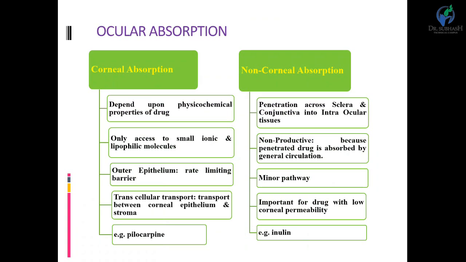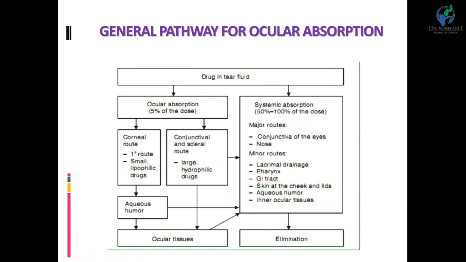Non-corneal absorption is penetration across the sclera and conjunctiva into the intraocular tissues. It is non-productive because the penetrating drug is absorbed by the systemic circulation, a minor pathway compared to corneal absorption. It is important for drugs with low corneal permeability, which go for non-corneal absorption. Inulin is an example.